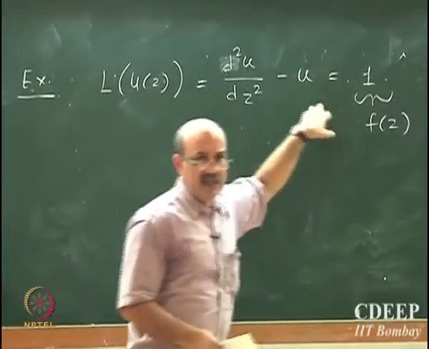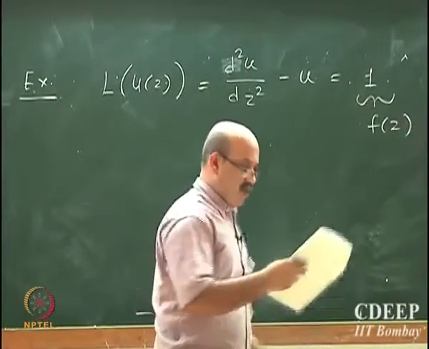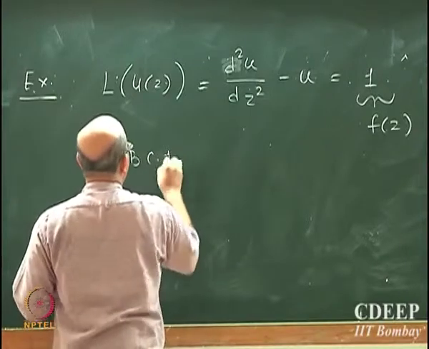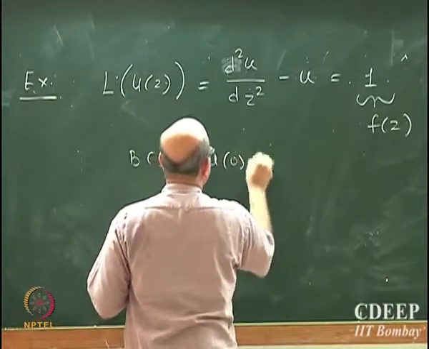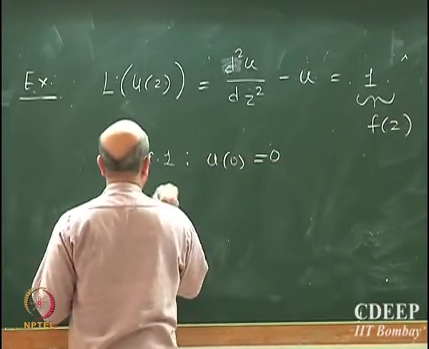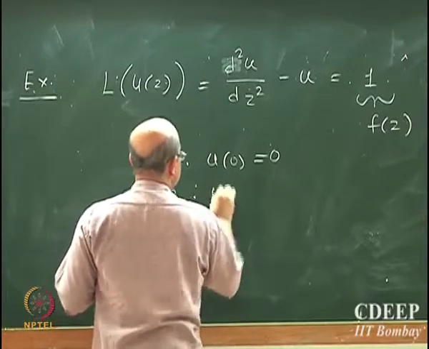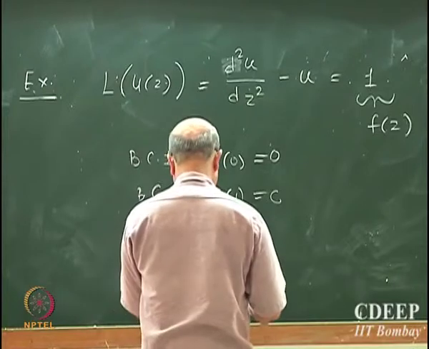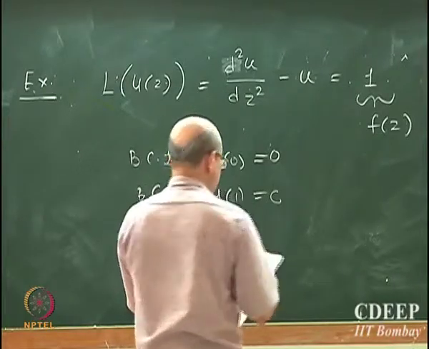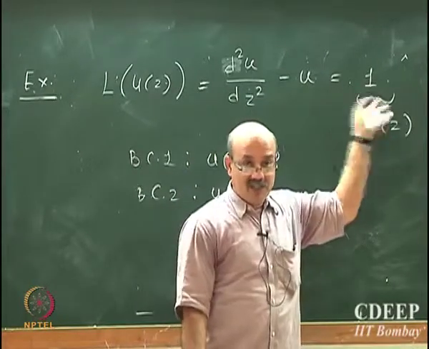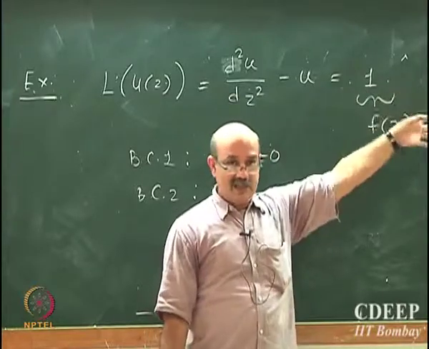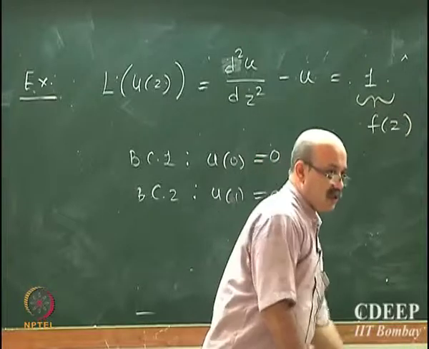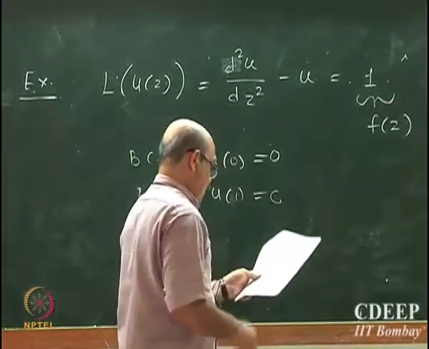Over the entire domain, this should be equal to 1, and my boundary condition 1 is u(0) equal to 0. My boundary condition 2 is u(1) equal to 0. Well, u is not equal to 1, please note that. You are saying that this operator operating on u should be equal to 1. Don't confuse.